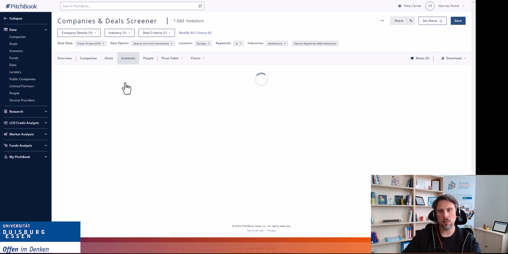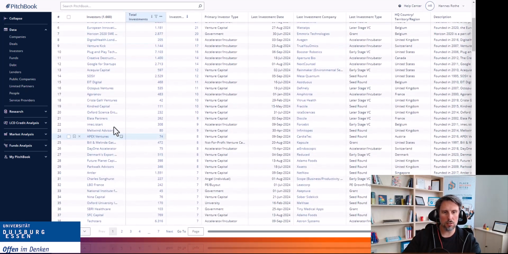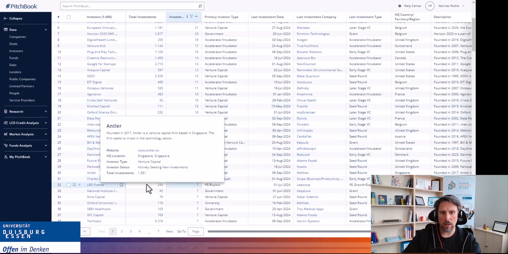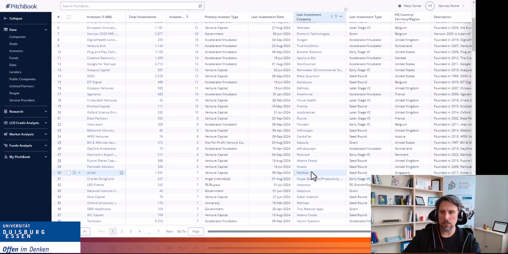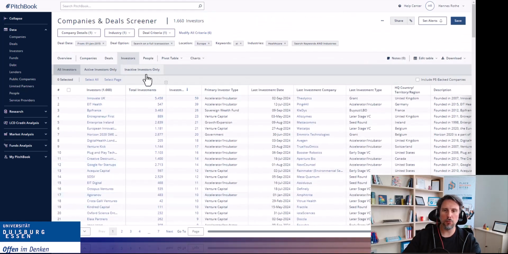Here again, it's healthcare AI. So who are the top investors? It's Innovate UK, for instance, which is a public fund in the United Kingdom. EIT Health is a European fund. But there are also very specific ones, such as Antler, for instance, a venture capitalist. You can click into Antler and see who they actually invested in that domain. That might be very helpful if you're looking for particular investors. Pitchbook also provides information on these investors and how much dry funds they have, so how much money they still have available to invest into your companies.